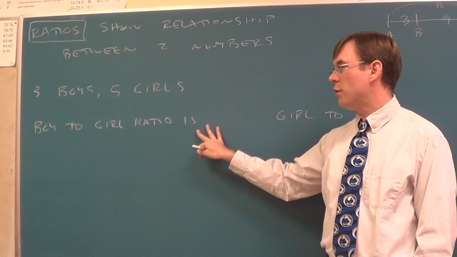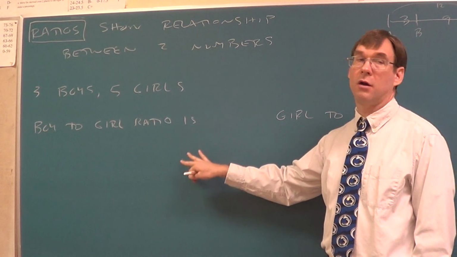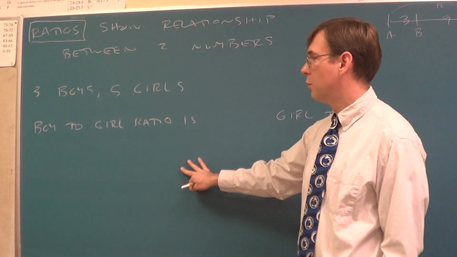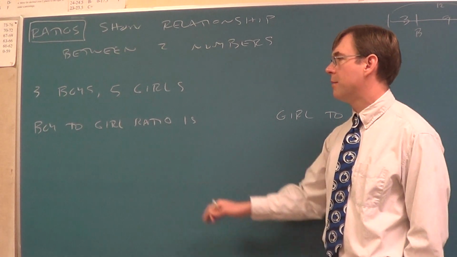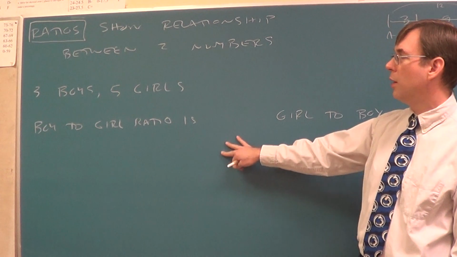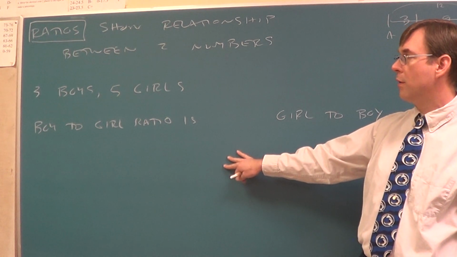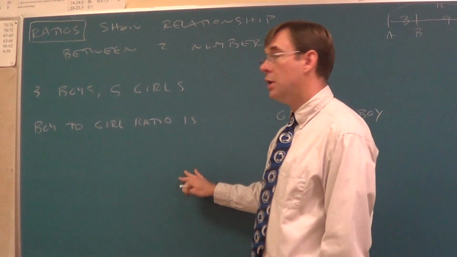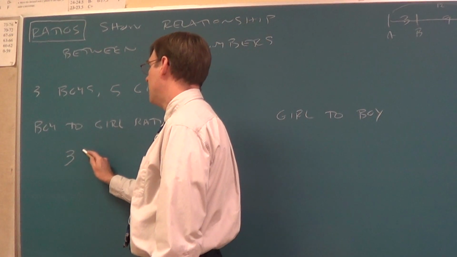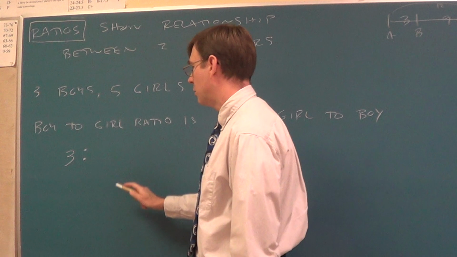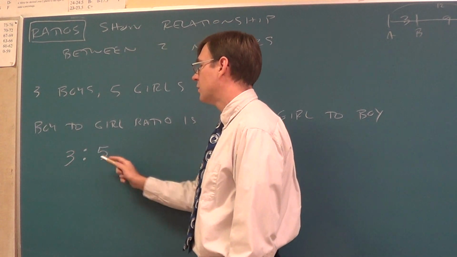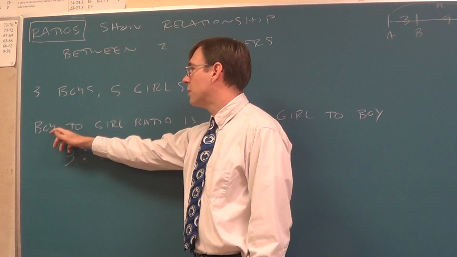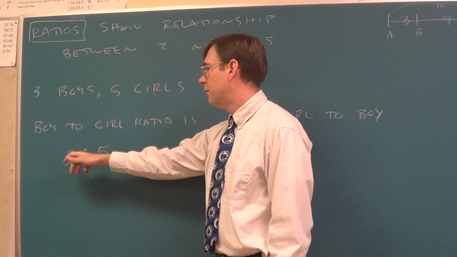There's 4 different ways you could write a correct answer to this. Depending on what their directions are, you just go with what they say to do. Can anybody tell me one way to write a correct answer for the boy to girl ratio with those numbers? 3:5. You can write 3:5. The colon is that punctuation with those 2 dots. Since they said boys first, you do the boy number first.